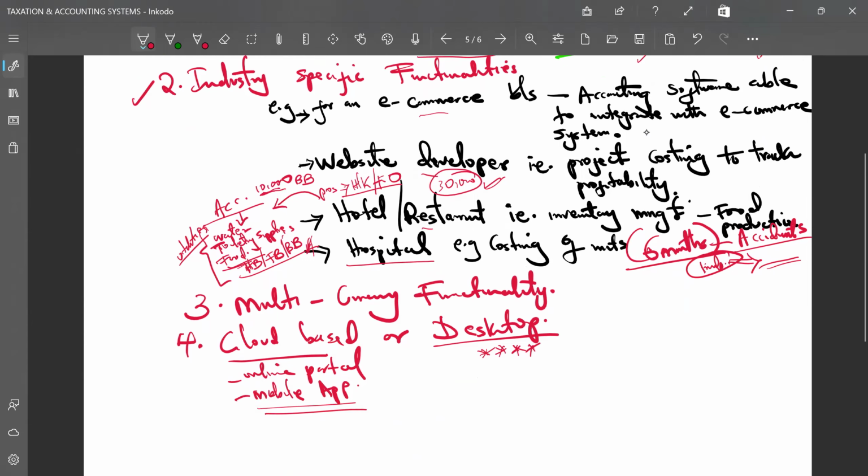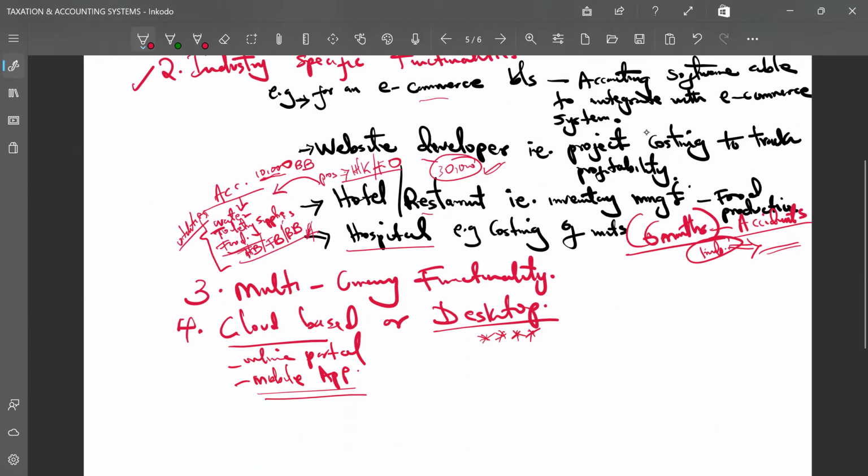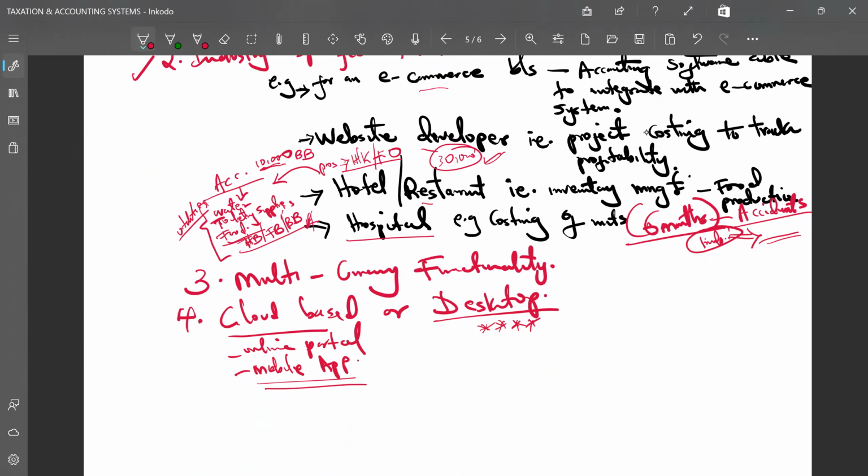Let us go to the third factor to consider before you engage an accounting system. Multi-currency functionality. I think that is self-explanatory. Multi-currency means, is your system able to handle more than one currency? Remember, the world is a global village. You might get foreign clients coming into your premises. They want to pay you in a different currency apart from your local currency.